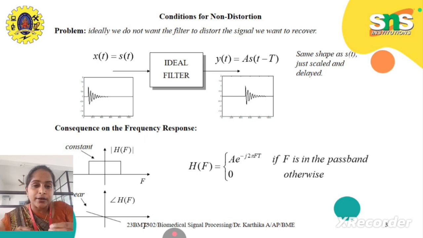Okay, here what are the consequences on the frequency response? Here we have constant and linear. See here our H of f becomes A e power minus j 2 pi f t0 if f is in the pass band, 0 otherwise. See the signal. In this condition we have a constant and pass band linear signal. If our signal is in the frequency of the pass band, it provides the output A e power minus j 2 pi f t0 in terms of frequency and time, 0 otherwise.